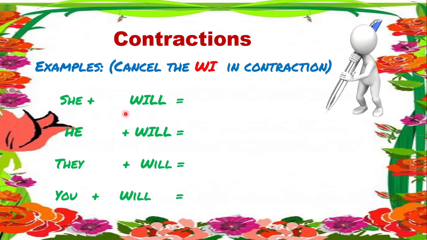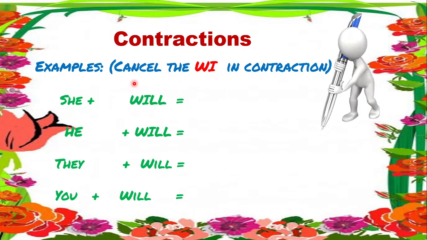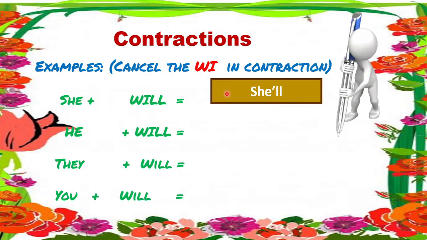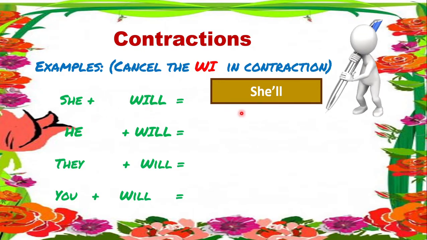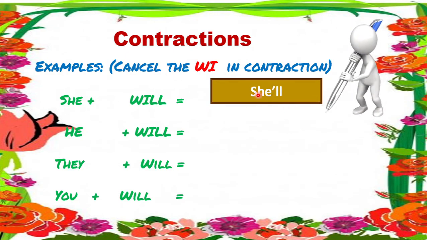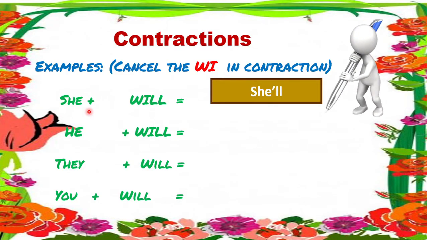Okay, if we have a word with will, what letters are we going to cancel out? W, I. We cancel W, I and put instead an apostrophe. So it's going to be she'll. We want these two words to become one. We remove WI and put an apostrophe. So the word becomes she'll. She'll go to the bookstore. Okay, instead of saying she will go to the bookstore, she'll go to the bookstore.